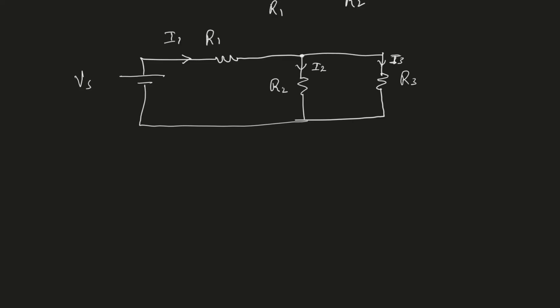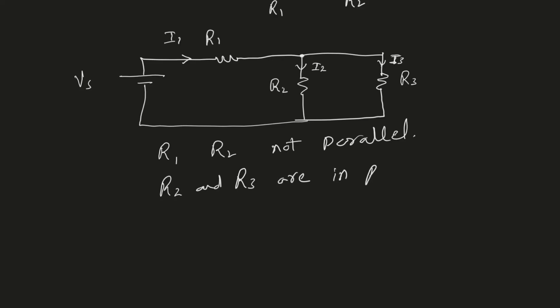Also, R1 and R2 are not in parallel. And the reason is that the voltage drop across them is not the same. Okay, so they are not in parallel. But we see here that R2 and R3 are in parallel, right? R2 and R3 are in parallel.